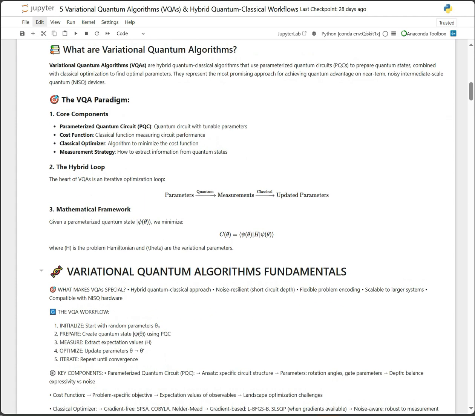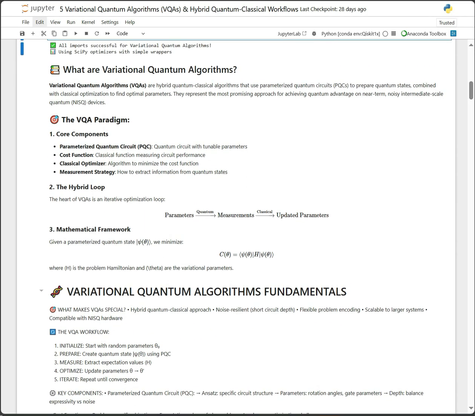Here, what's a variational quantum algorithm? As explained here, you can think of it as a hybrid quantum classical algorithm that uses parameterized quantum circuits to prepare quantum states. This is combined with classical optimization on a classical computer to find optimal parameters. In the noisy intermediate scale quantum devices, it is one of the most promising approaches for achieving quantum advantage in the near term. Here I'll leave you some of the core components summarizing that.